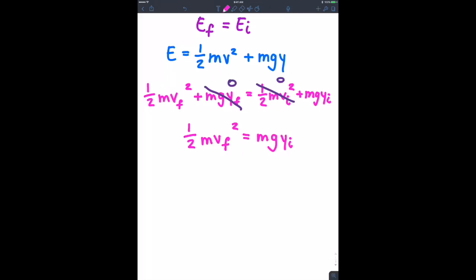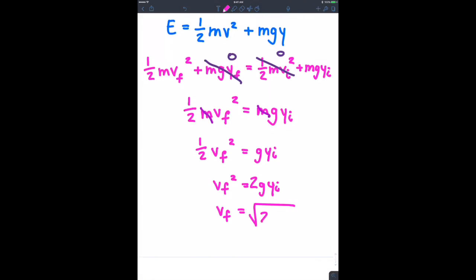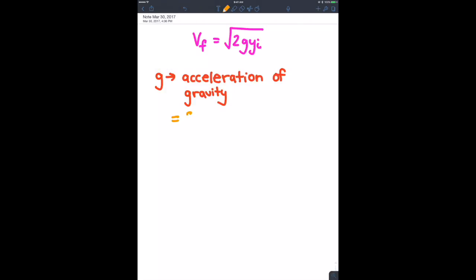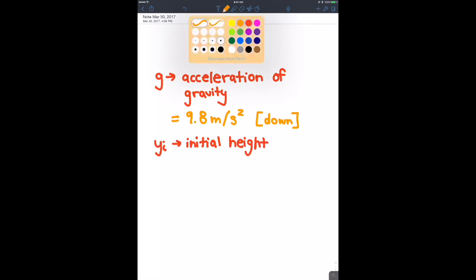Since the mass of the ball is constant throughout, these terms can be taken away from both sides of the equation. Lastly, you must rearrange the equation to isolate for final velocity. We know that the acceleration of gravity is 9.8 meters per second squared downwards. We measured our initial height to be 19 inches.